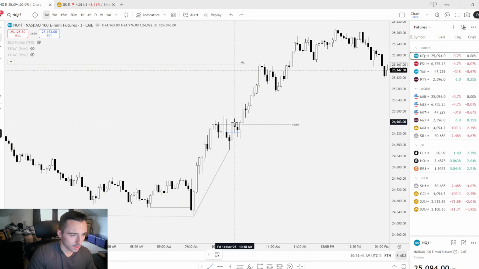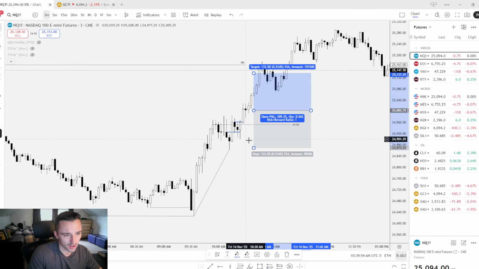So what did I do? Waited for order block continuation right here. We get it on this candle. I marketed it in on this candle here because I saw that we were just ripping, so I was like, okay, let me just mark it in. So I think I got filled right around here.